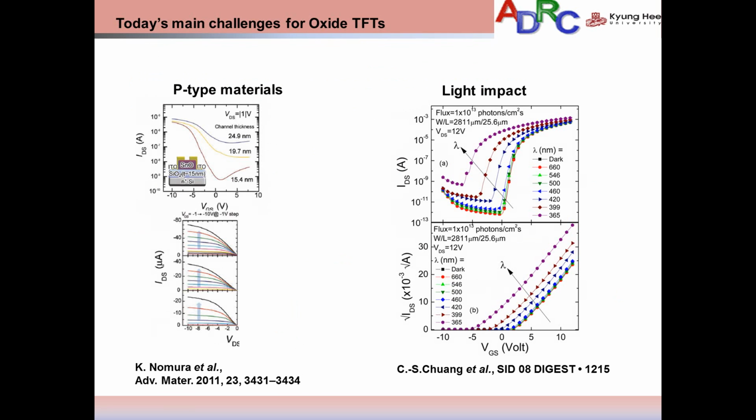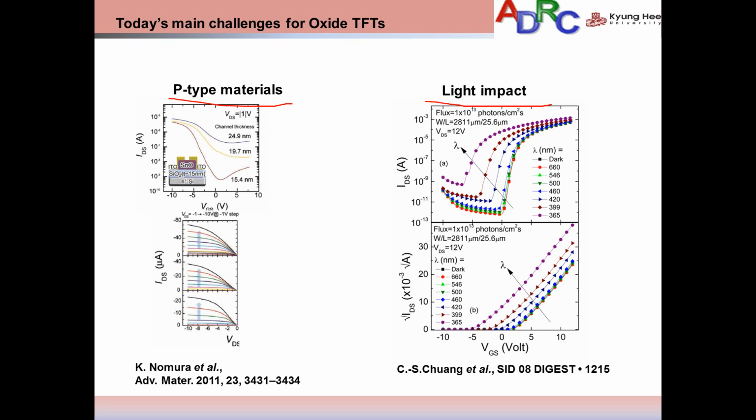Today's main challenges for oxide TFTs are the following: P-type materials and light impact. P-type materials, why? Because the valence band is a form of localized states, so it's very difficult to make very valuable P-type materials. Therefore, people have been trying to make very nice TFTs, but the mobilities are very poor, usually less than 1 centimeter square per volt second.